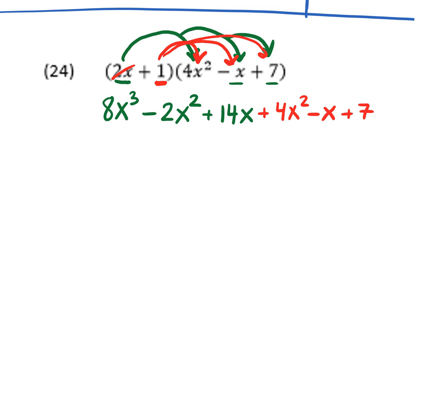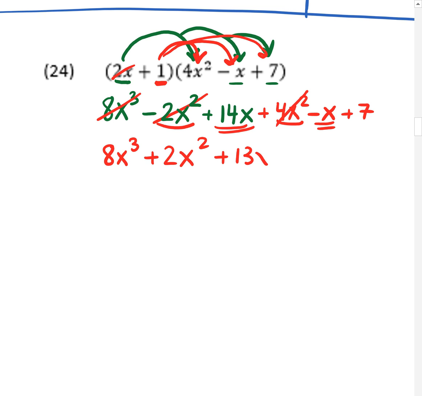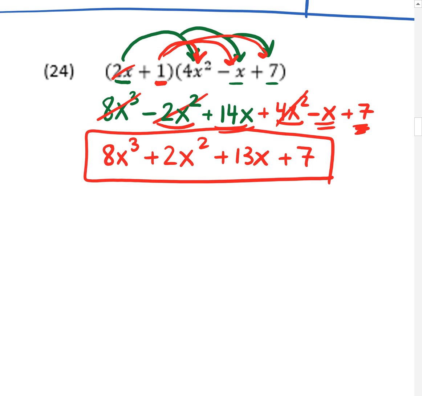All right, let me scan here. I see 8x to the third does not have a like term, but the negative 2x squared and the 4x squared can combine to make positive 2x squared. Next we have a 14x and a negative x, that's 13x. The last term, the 7, has no like terms, so I'll just bring him down. There we go.